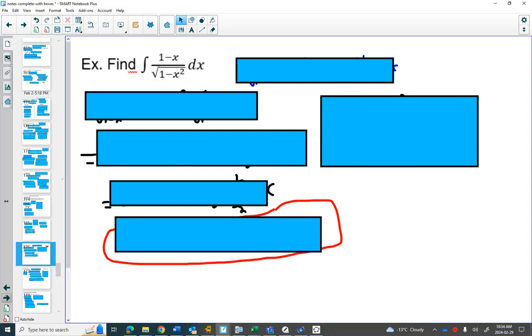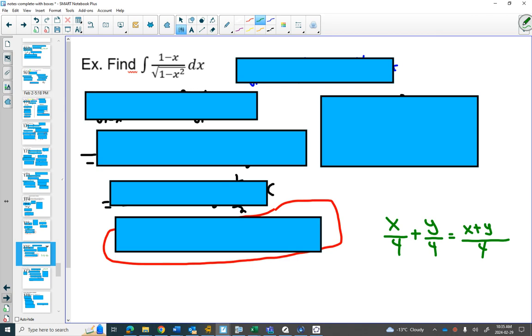Another technique that comes up often, I like to call the unadding fractions technique. Because you guys are good at adding fractions. Here's an example. What is x over 4 plus y over 4 equal to? They have a common denominator. How do you add fractions? You would say x plus y over 4, right? You add the tops, keep your denominator the same.